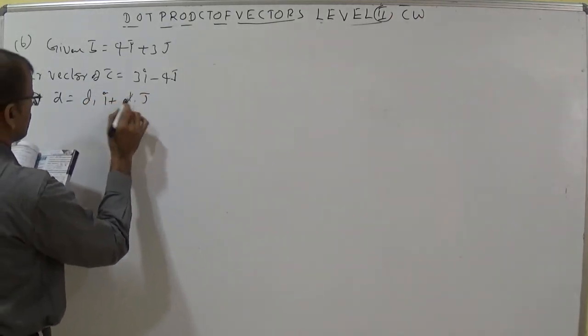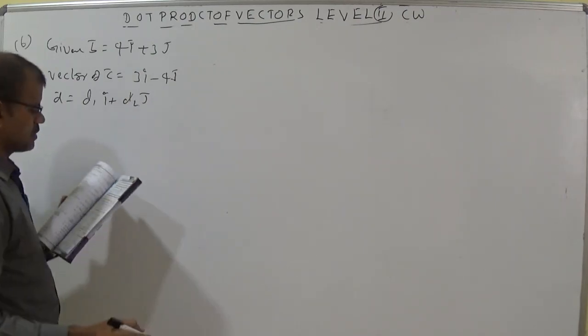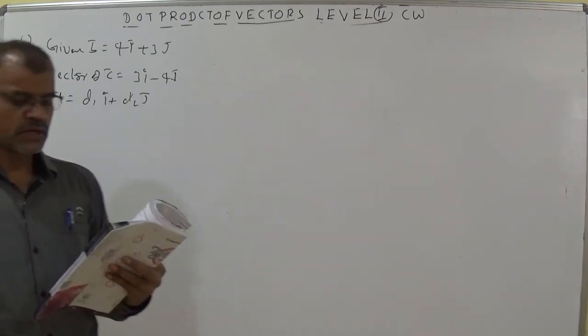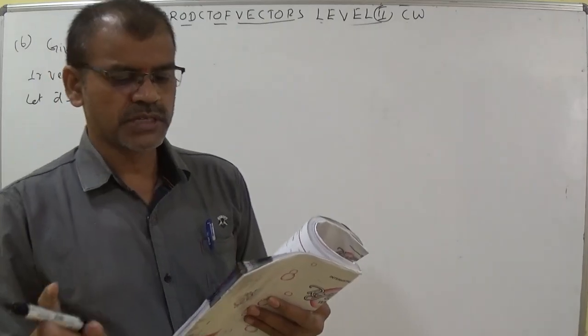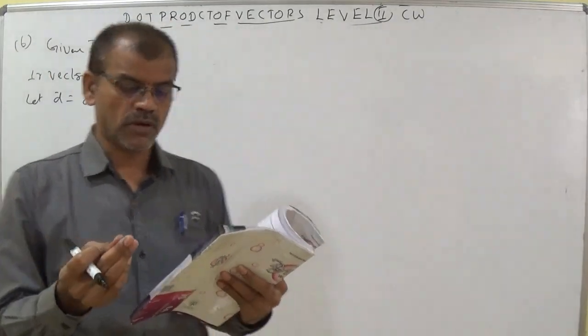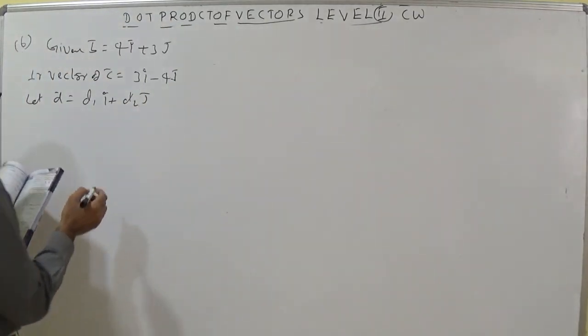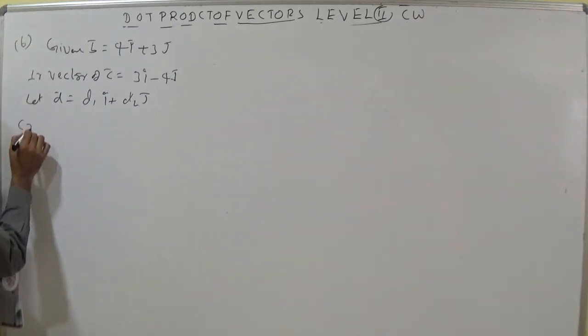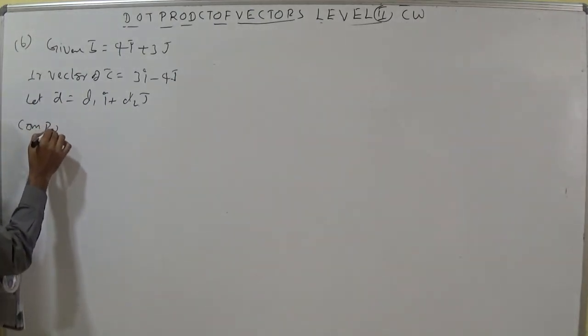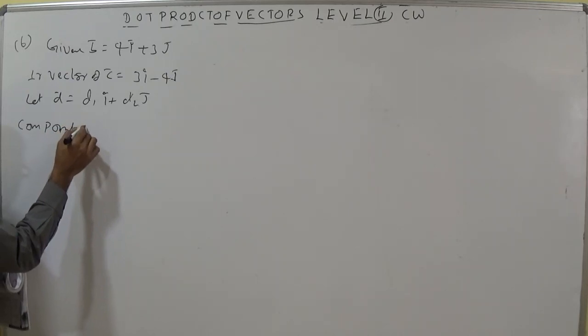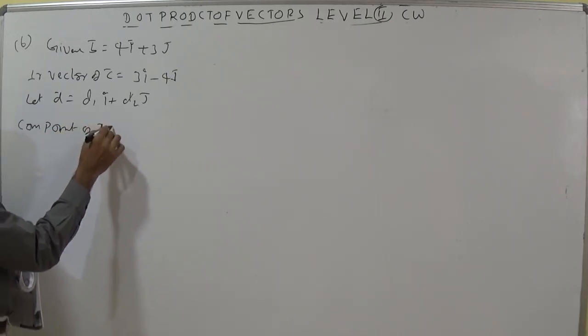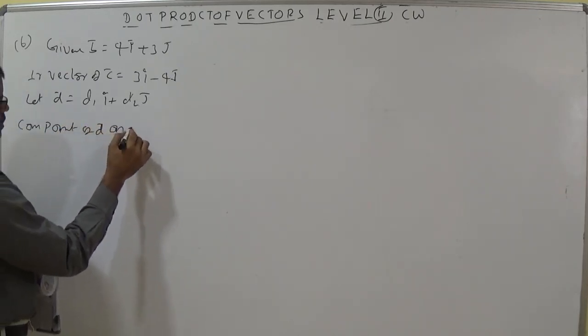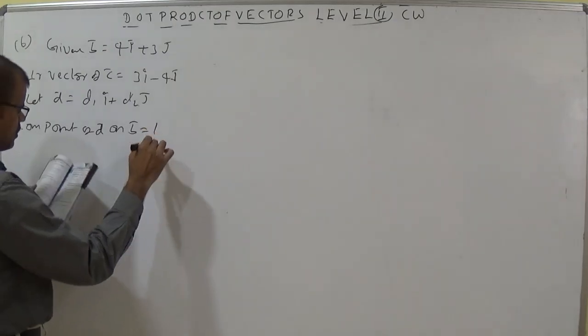Vector d is d1 i plus d2 j in this one. The vector in the same plane has components 1 and 2 along b bar and c bar. Now you should understand component. Component means projection. The component of d bar on b bar is how much he has given?